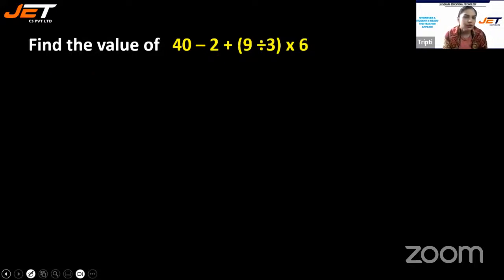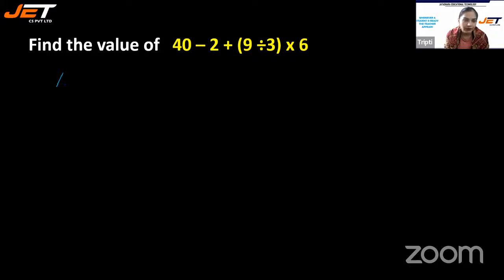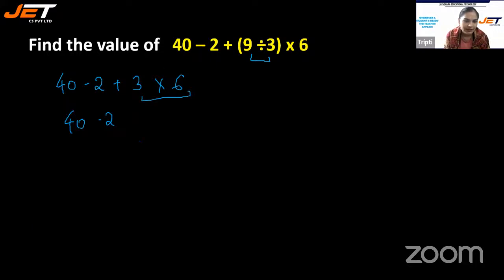Next question we'll do: 40 minus 2 plus, in the bracket, 9 divided by 3 times 6. 40 minus 2 plus 9 divided by 3 is 3 times 6. I have removed the bracket in the first step only. Now, what will be first? 40 minus 2 as it is plus 3 as, wait. Here it is 3 times 6. 18, right?